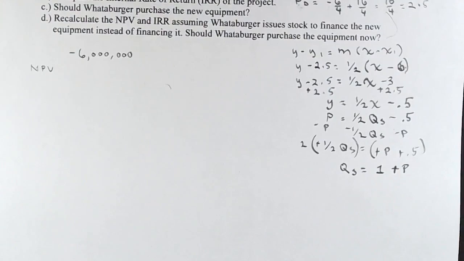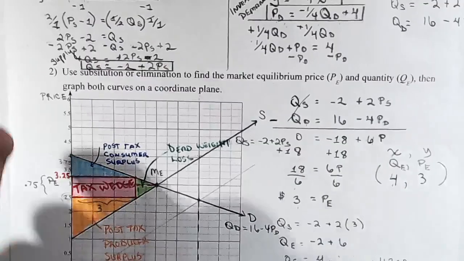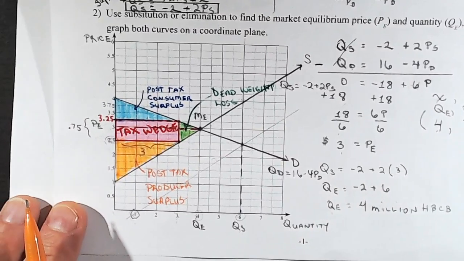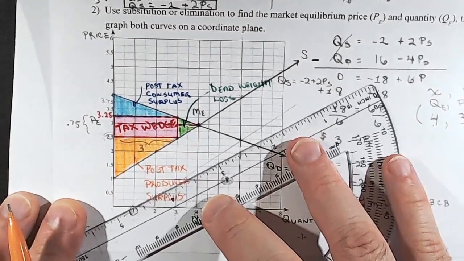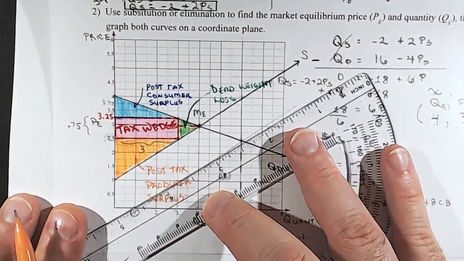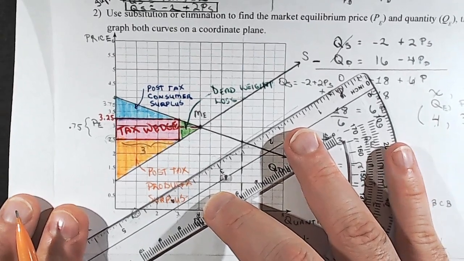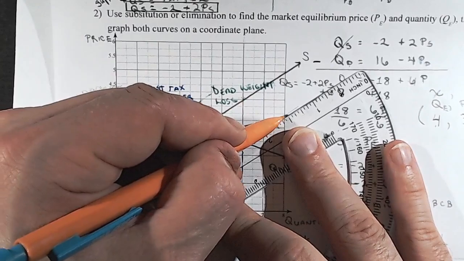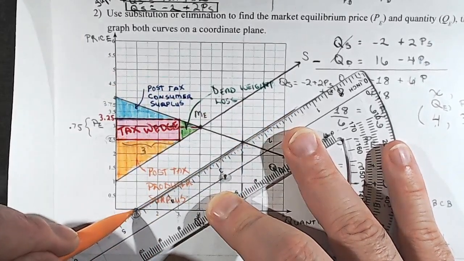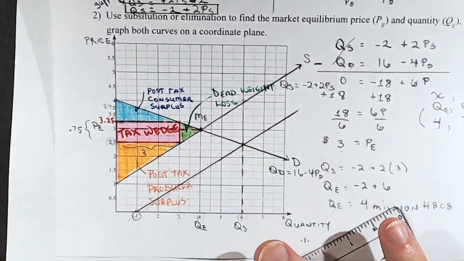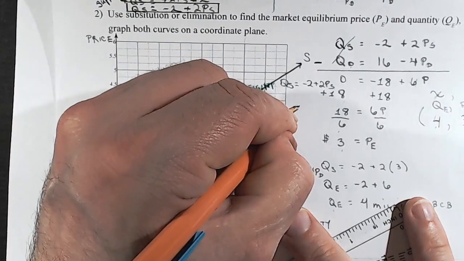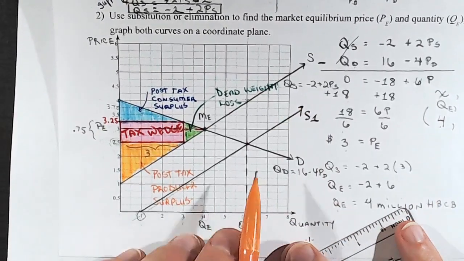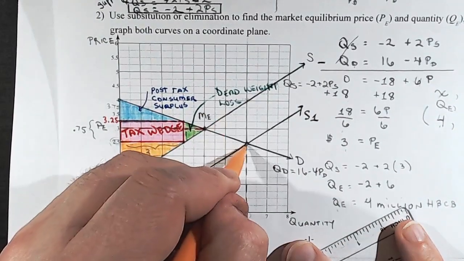Now, why did I write it like that? Because now I know my x-intercept is at 1, and so I can connect these points right here and make it perfectly parallel. See, I was going to be slightly off. You want to be right on when you do this. So this is my new supply curve, S1, and this is my new equilibrium price and quantity right here.